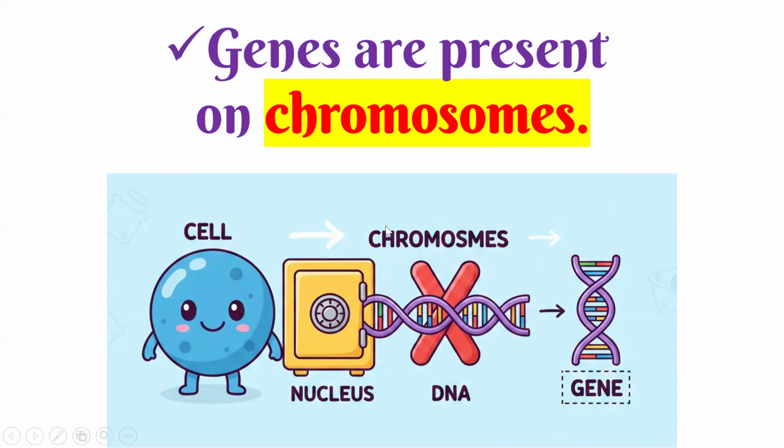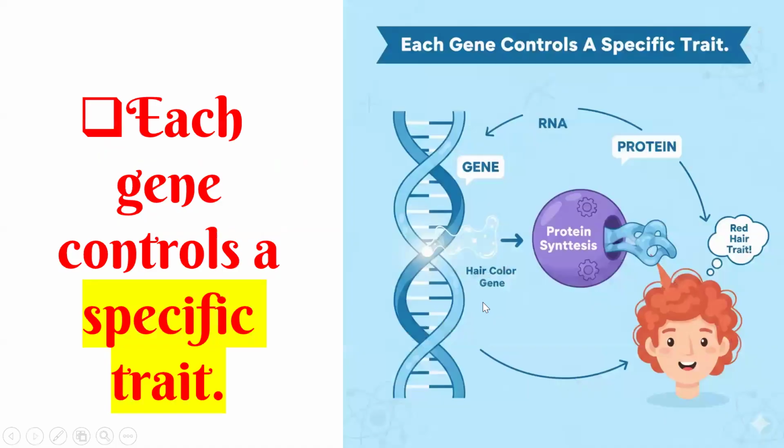So this is a cell. The cell has a nucleus. The nucleus has chromosomes, and the genes are present on the chromosomes. The chromosome has the genes. Each gene controls a specific trait.